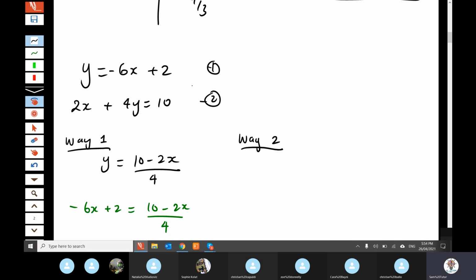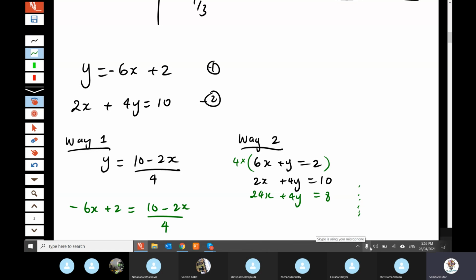Well, way 2 would be, yeah, bring the 6x over, and that's it. Actually, you're right. So it will look like this: 6x plus y equals 2, and 2x plus 4y equals 10. And then again, you have to adjust. You've got to times this one maybe by 4. And then you'll get 24x plus 4y. Now the y's are the same, equals 8. And then you do what you got to do.